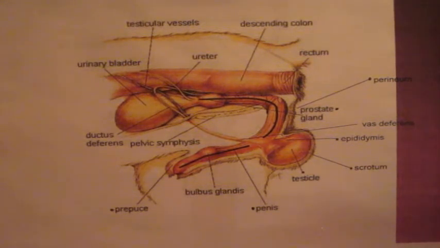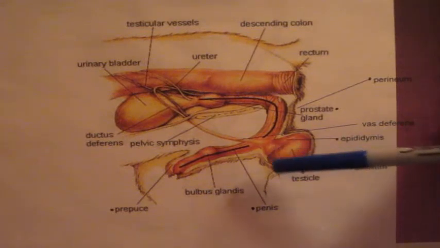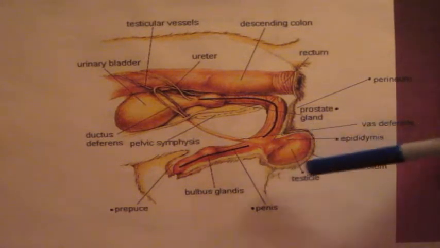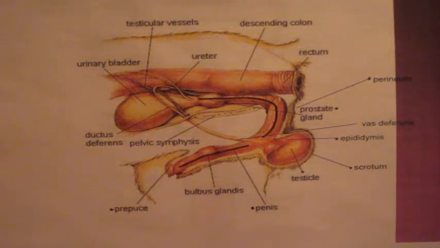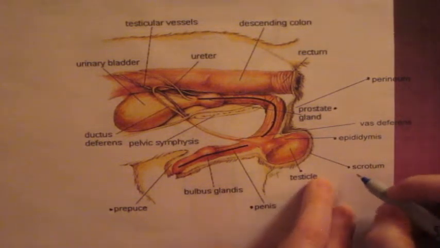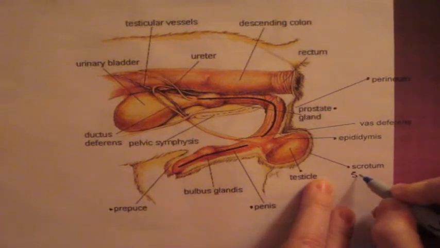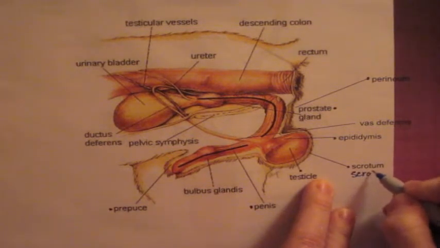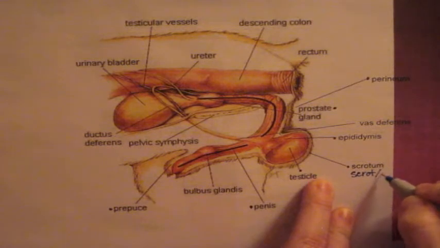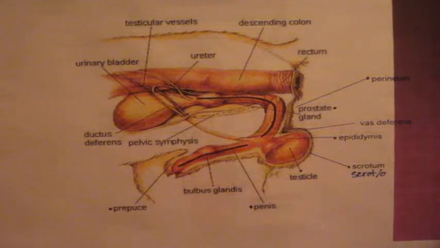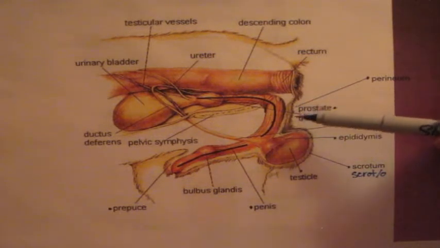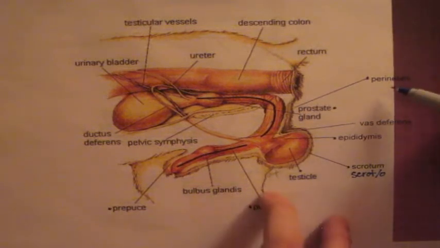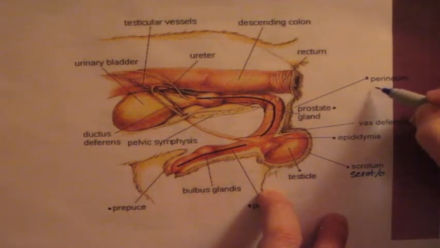The scrotum or scrotal sac is the external pouch that encloses and supports the testes. The combining form for scrotum is scroto. The area between the scrotum and the rectum, or the anus in a male, is called the perineum. The combining form for perineum is perineo.